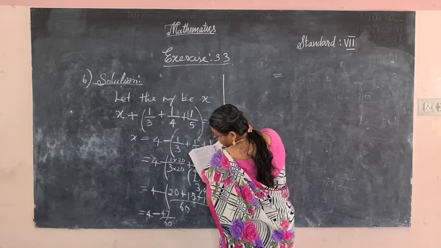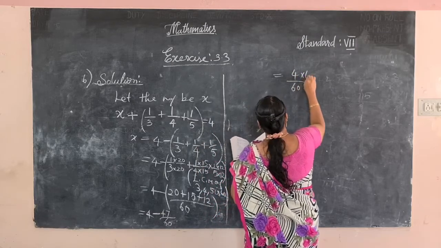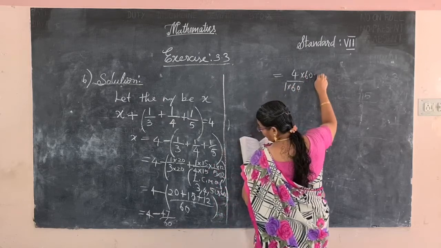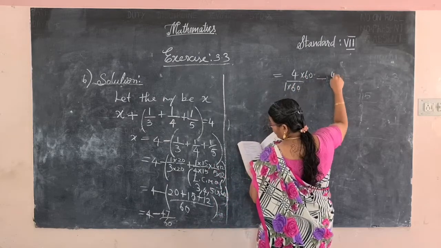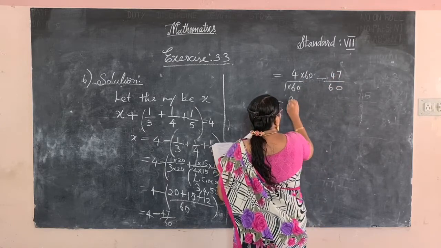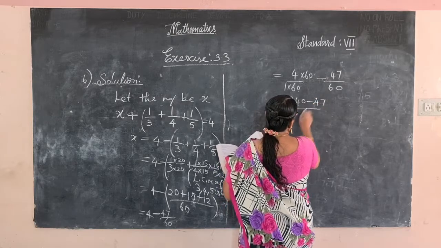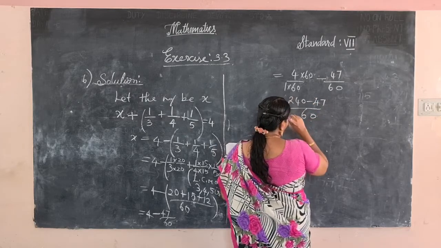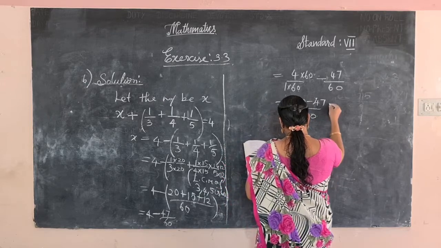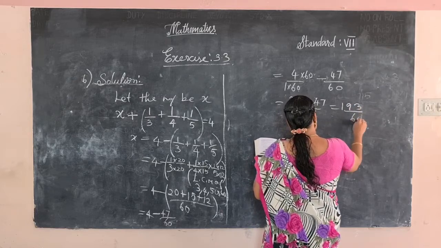Now find the LCM. 4 by 60, okay, numerator and denominator multiplied by 60. Here 4, so the numerator is multiplied by the denominator 60, giving 240, minus 47 by 60. Now subtract 240 minus 47. What do we get? 193 by 60.